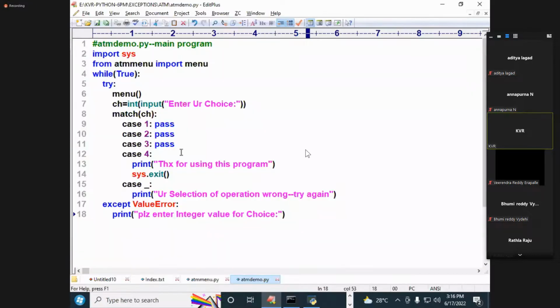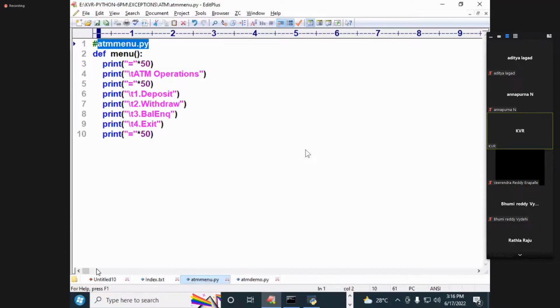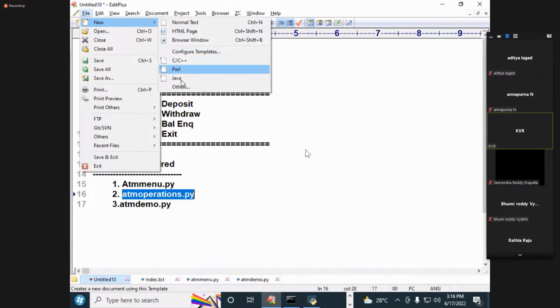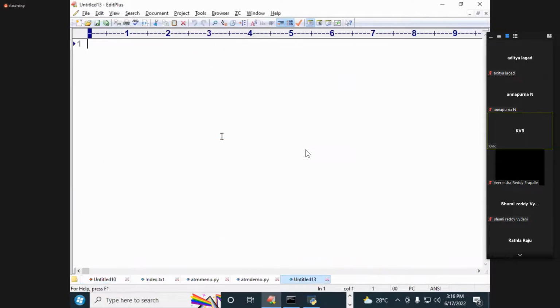Now I will concentrate on how to develop the deposit operation. Now I'm going for ATM operations.py. Go to this place, others, and say Python. I will say what? Operations.py. How many choices do I have? How many choices? 4 choices. Definitely 4. 4 is called exit. Rest of them are operation-wise.